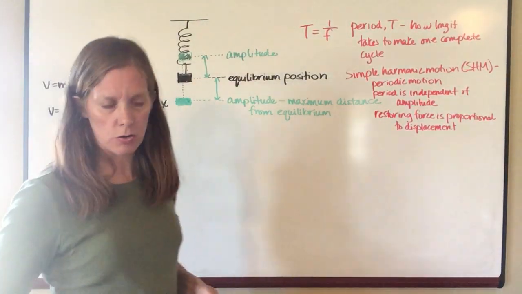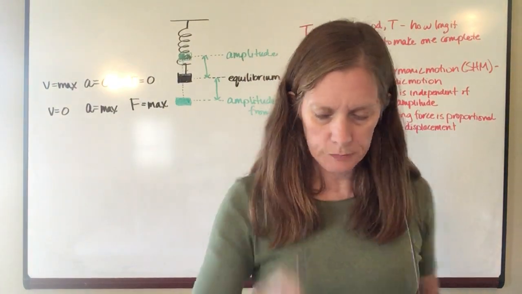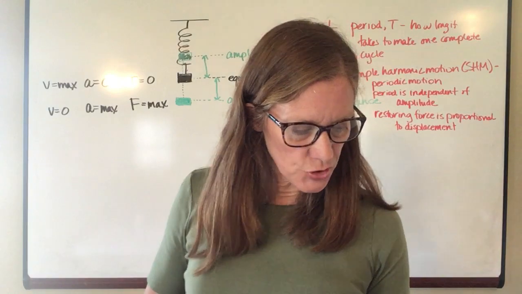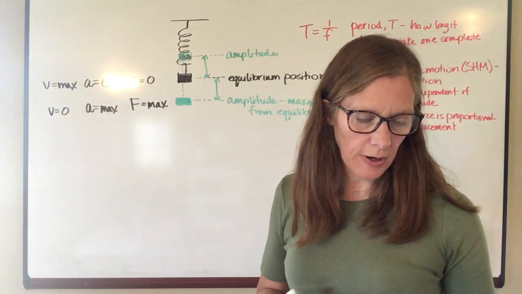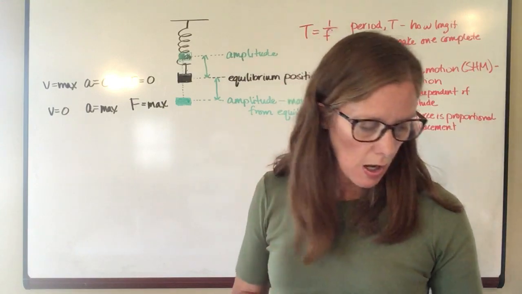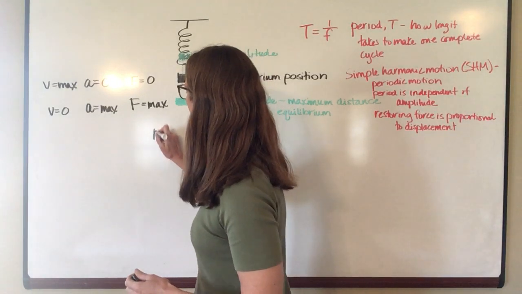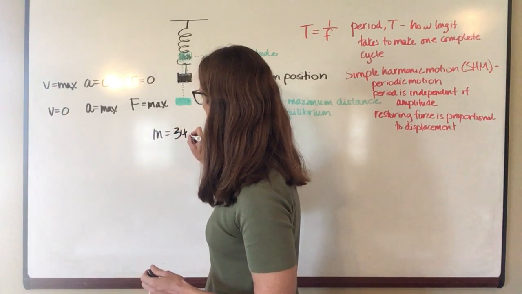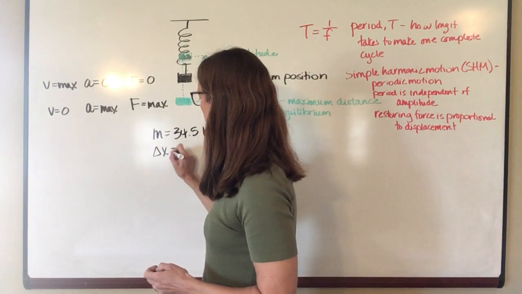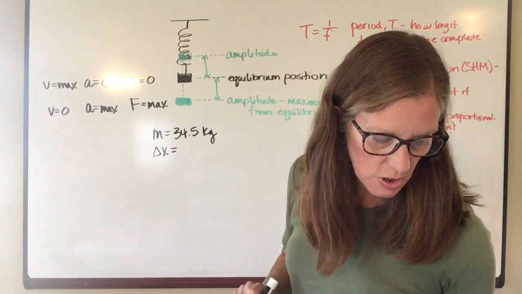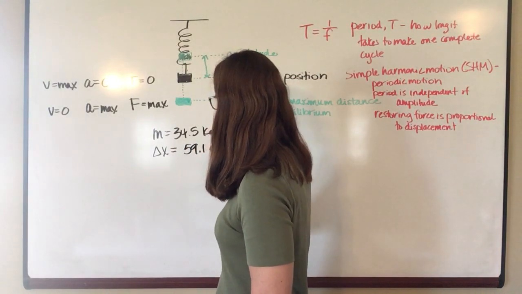Now we are going to look at example 10.3. It says a student hangs a spring from the ceiling. She then hangs a 34.5 kilogram mass on it, and the spring stretches 59.1 centimeters. So let's get that information up here. The mass is 34.5 kilograms, and the amount that the spring stretches is going to be 59.1 centimeters.